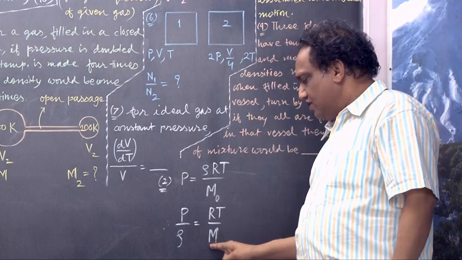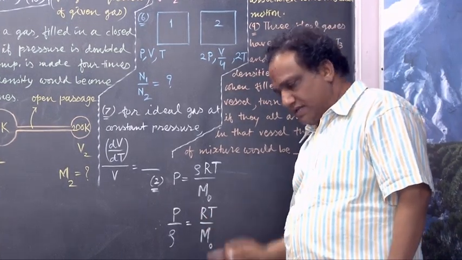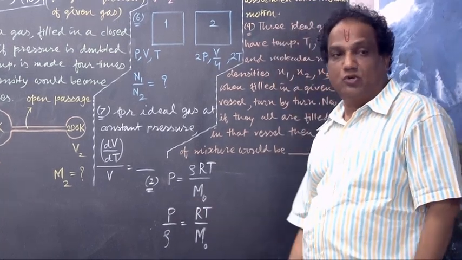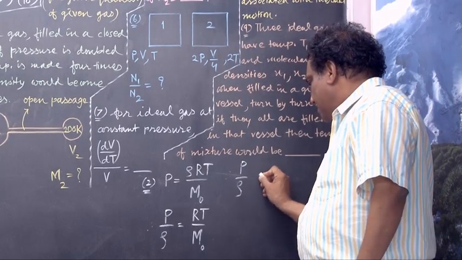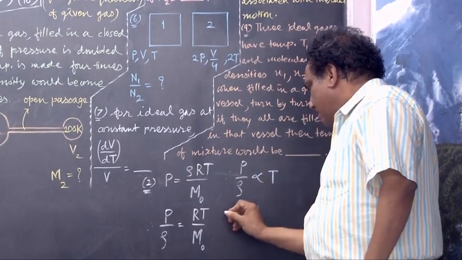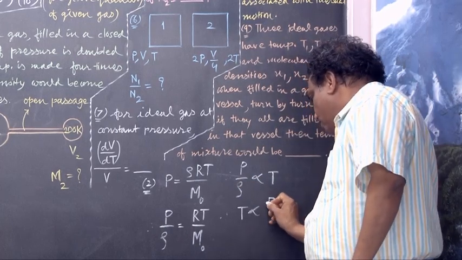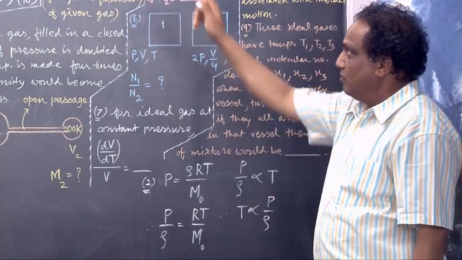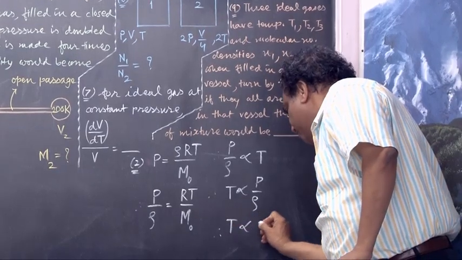But R and M0 for a given gas, molecular weight, is constant. R is constant only. So this slope is proportional to T. Therefore, P upon rho is proportional to T. You may write reverse also: T proportional to P upon rho. But P upon rho here means slope. So T is proportional to slope.